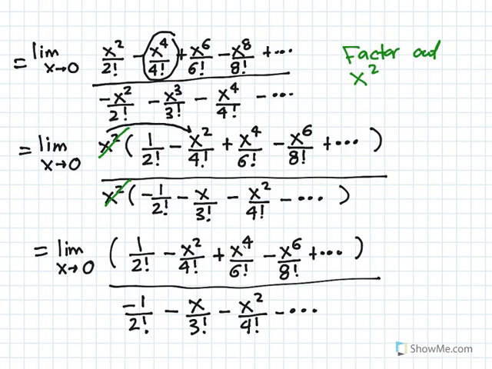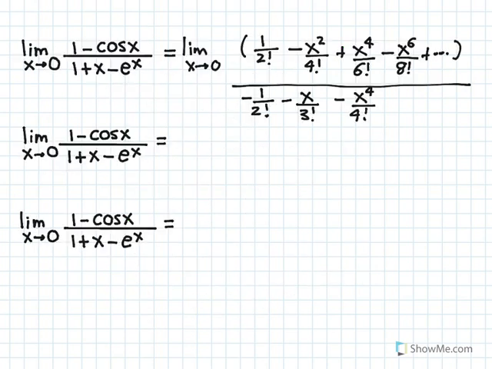Now let me just double check this. It should be x squared divided by 4 factorial. So let me fix this here. It should be x squared divided by 4 factorial. Now, we're taking a limit as x approaches 0. So we're simply going to plug in x equals 0.